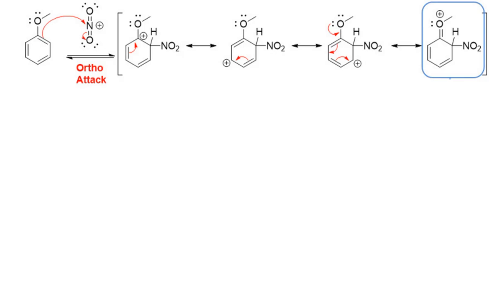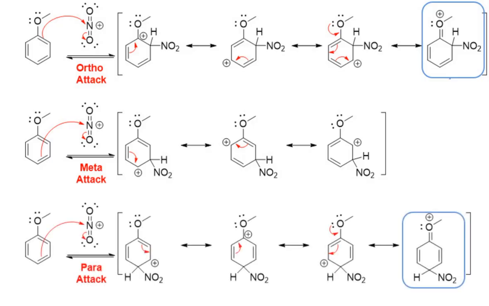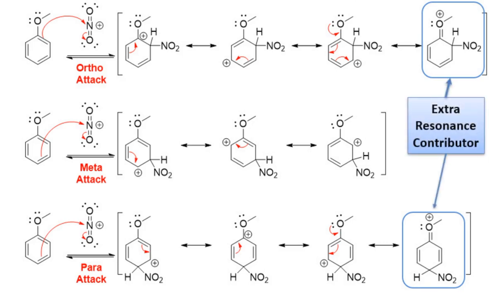That makes this much more stabilized and allows us to go through this reaction more readily. If you were to perform meta attack and then try and draw out the different resonance forms for our sigma complex, you would then see that we would only be able to draw 3 resonance forms. And then finally, if we drew a para substitution, again, we would get an additional form like we saw with the ortho attack. So in both the ortho and para substitutions, we get an extra bonus resonance form, which gives us extra bonus stability in our sigma complex.